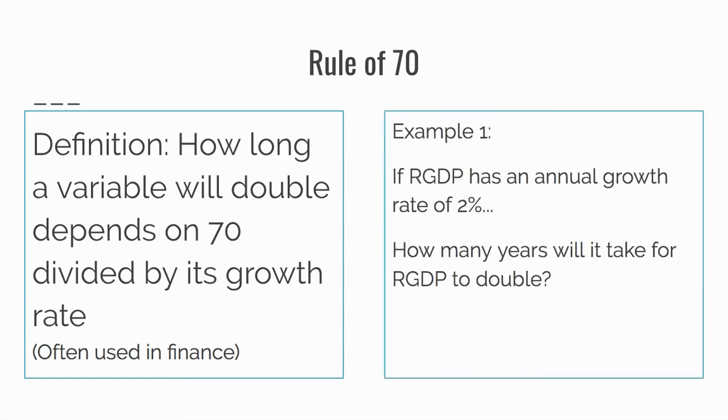So let's do an example. If real GDP has an annual growth rate of 2%, how many years will it take for real GDP to double? Well, you just take 70 and divide it by 2, so the answer is 35 years.